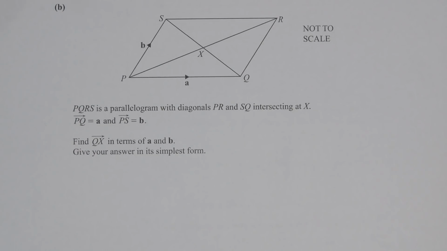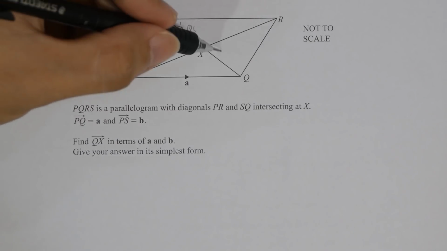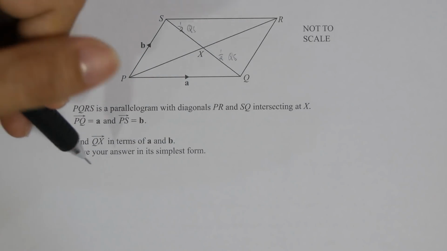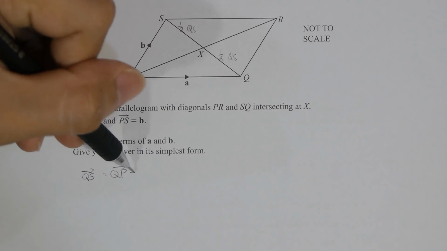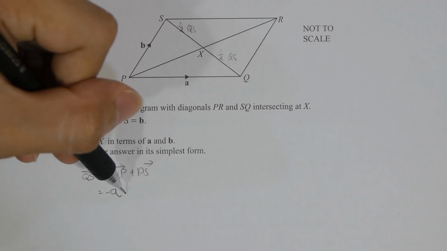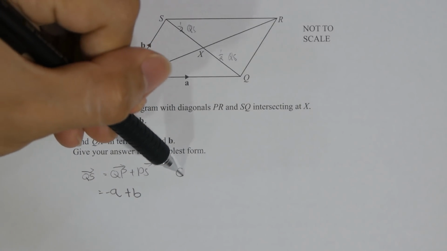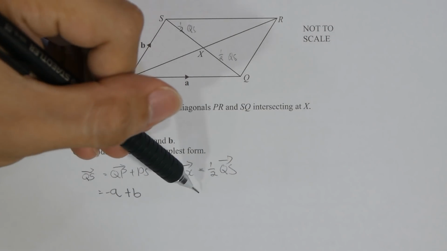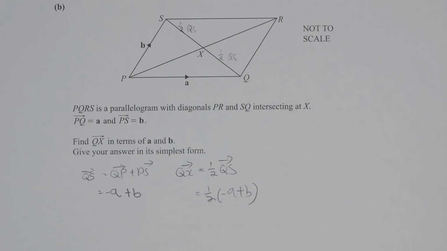From the information given, you are required to notice that SX is actually half of QS and XQ is also half of QS. So after you identify the vector of QS, you will get negative A plus B. For you to find QX, simply multiply half into it. So the answer will be half bracket negative A plus B.